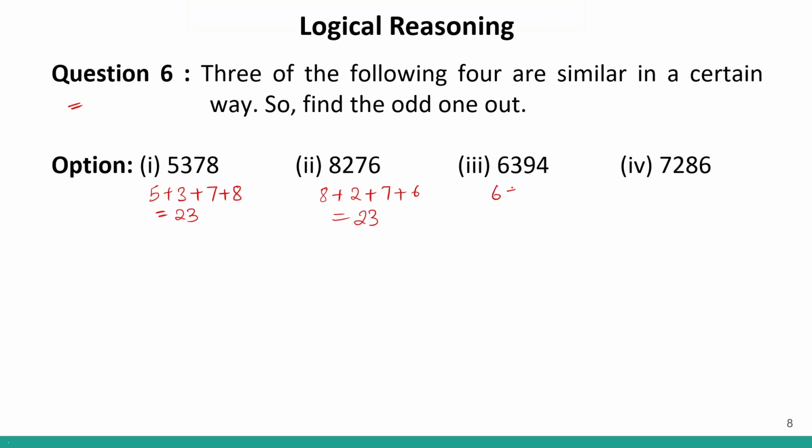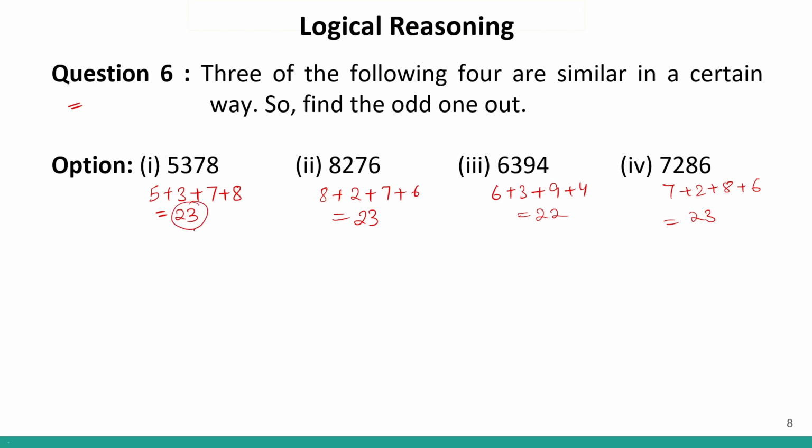Over here, 6 plus 3 plus 9 plus 4. So 6 plus 4 is 10, 9 plus 3 is 12. So 10 plus 12 will give me 22. And over here, 7 plus 2 plus 8 plus 6. So 8 plus 2 is 10, 7 plus 6 is 13. So 10 plus 13 will give me again 23.